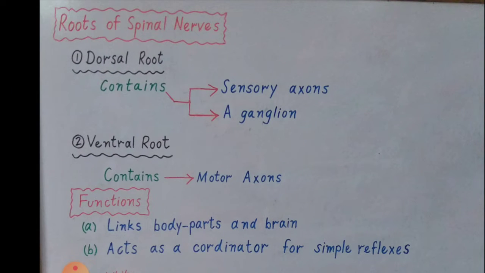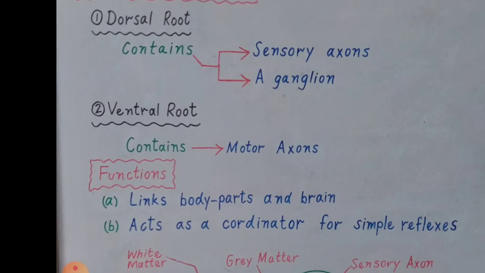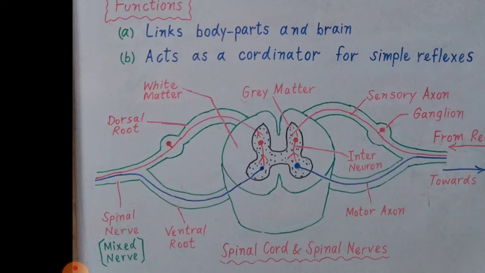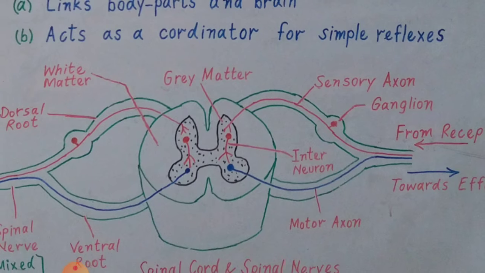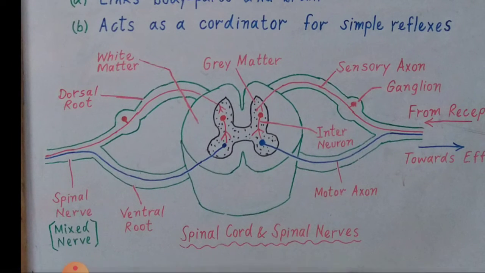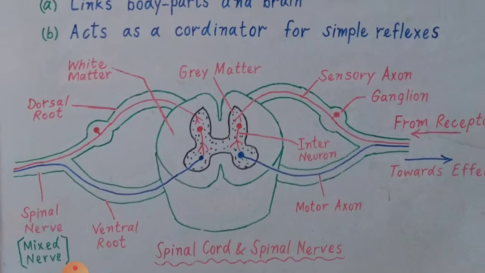Roots of the spinal nerves. There are two roots of the spinal nerves. First is dorsal root and second is ventral root. Dorsal root contains the sensory axons and a ganglion. See here the dorsal root, where the sensory axon and ganglion is present, and the ventral root where motor axons are present.